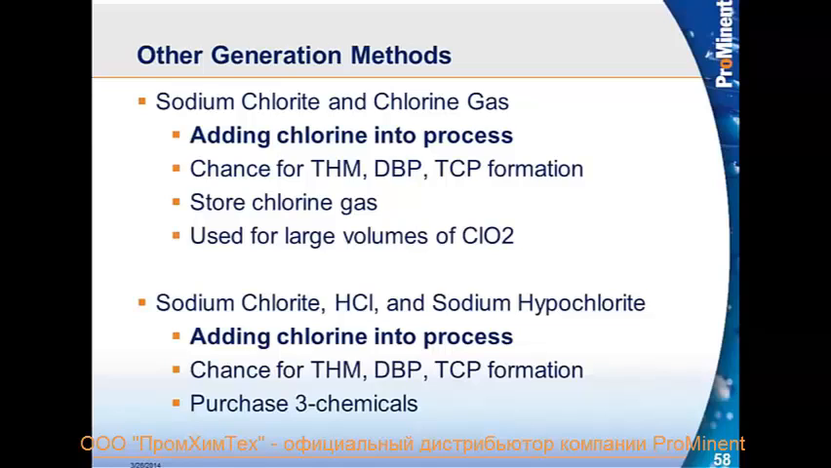Some people say that the chlorine helps drive the equation to the right so you get a higher yield, but as I mentioned, we're getting up to above 85 and even up into the mid-90s with our process, so really no need to use a three-chemical method. Once again, you have a chance for disinfection byproducts, and you have to purchase 3 chemicals as opposed to 2.